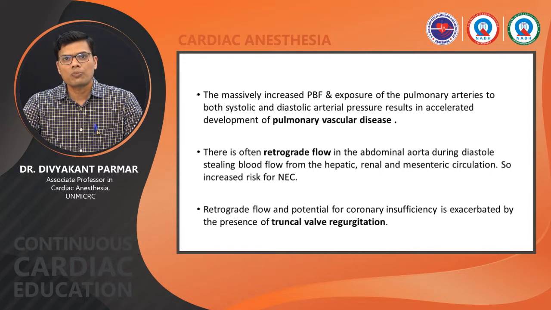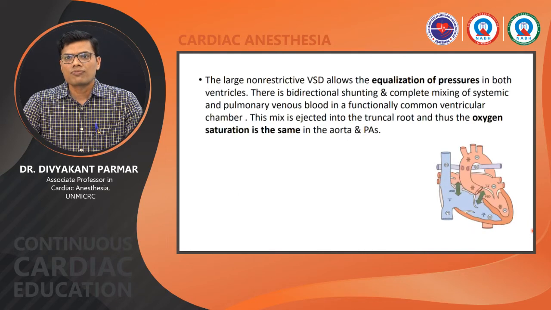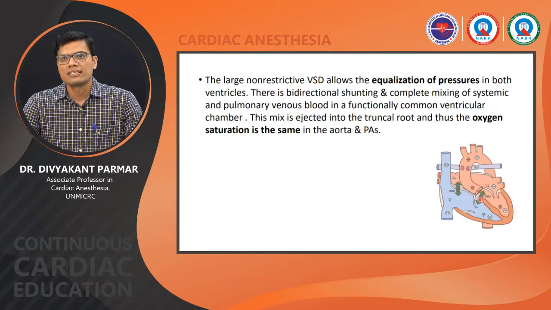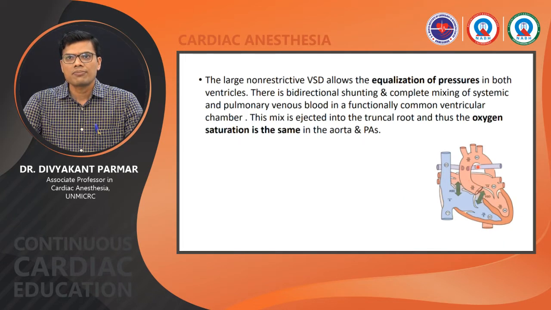This retrograde flow and potential for coronary insufficiency is exacerbated by the presence of truncal valve regurgitation. Now the presence of a large non-restrictive VSD allows the equalization of pressures in both ventricles, and there is bidirectional shunting and complete mixing of systemic and pulmonary venous blood in a functionally common ventricular chamber. This mixed blood is ejected into the truncal root, and thus the oxygen saturation is the same in the aorta and the pulmonary arteries.